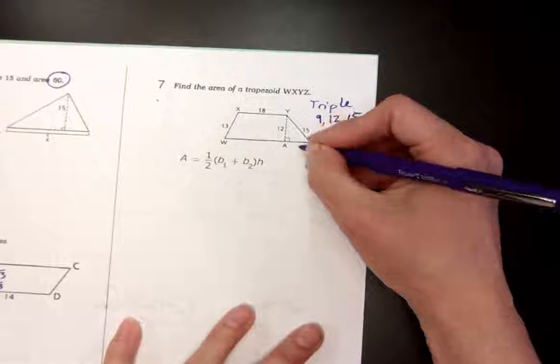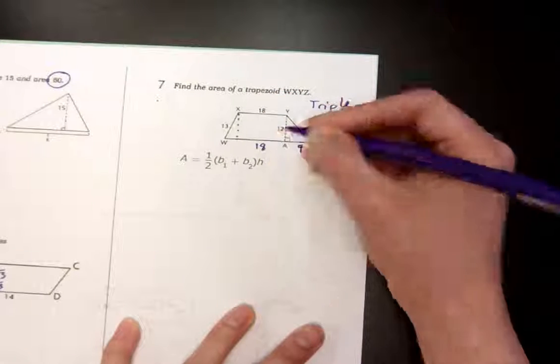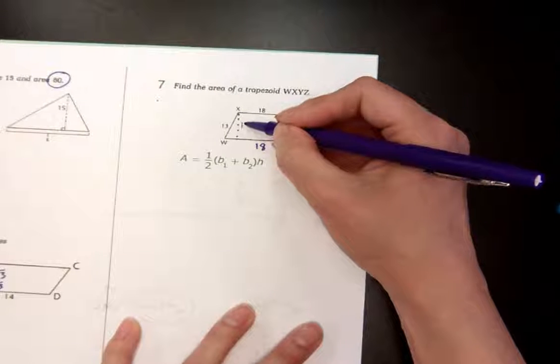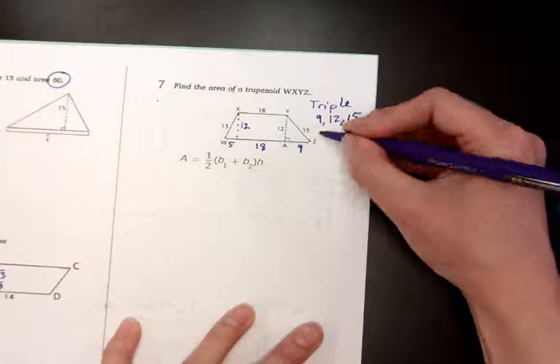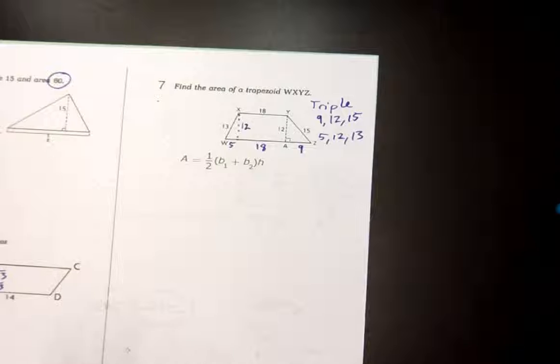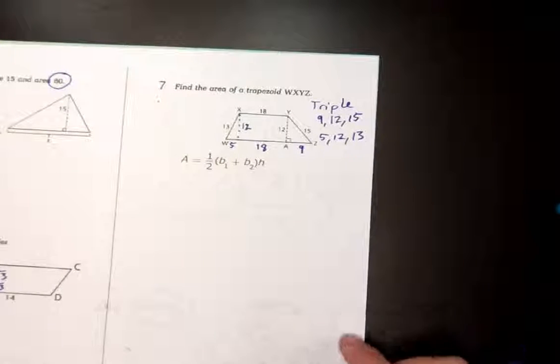Okay, so then this part's 9. This middle part's still 18. How about this one? Is this still 12? Yes. So is that a triple? 5. And if you don't know it, you can always just plug in and do the Pythagorean theorem. It goes pretty fast, especially if you use the calculators.